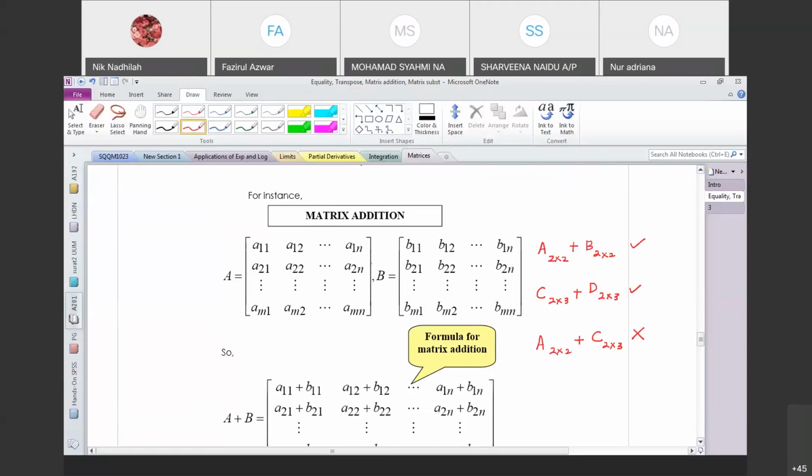Okay, and the addition is quite straightforward. Element will add this element. This element will add this element, and so on. Okay, you will add element by element, one element plus another element in another matrix.